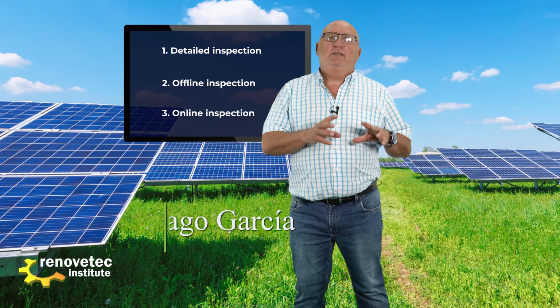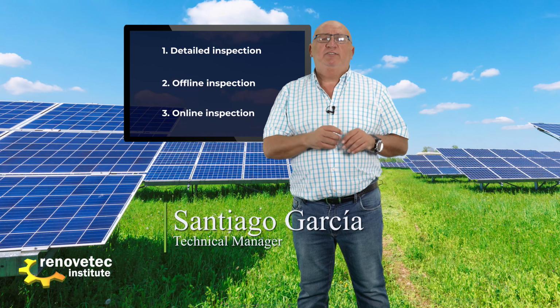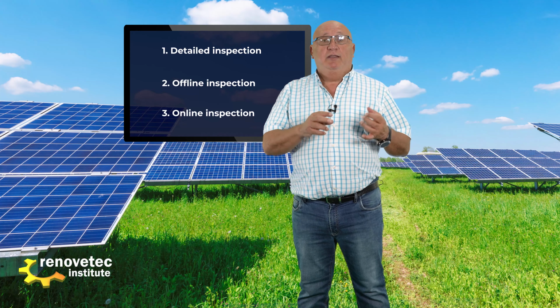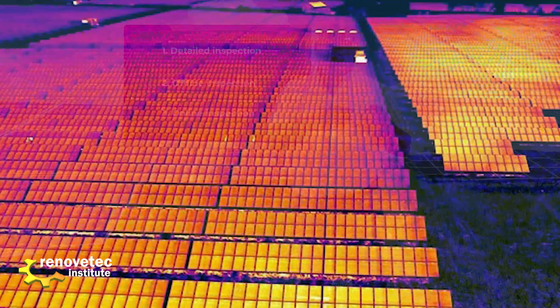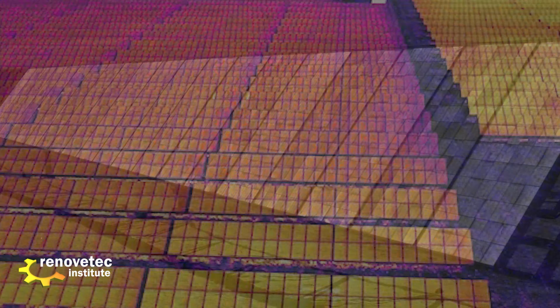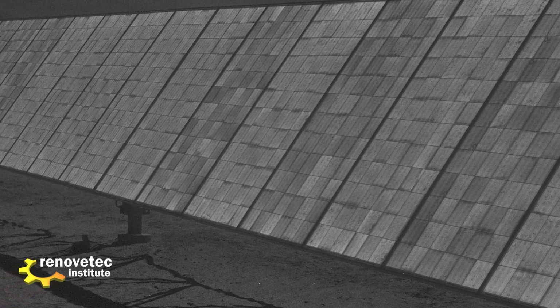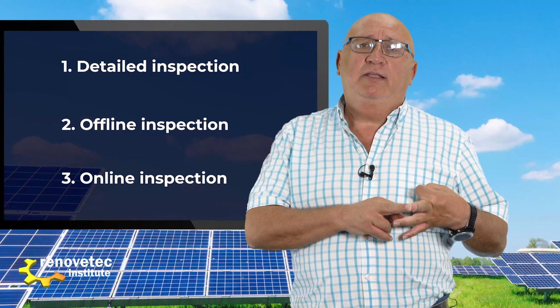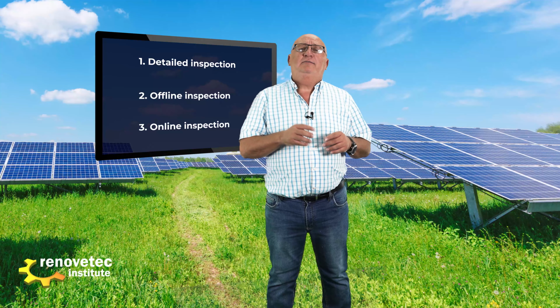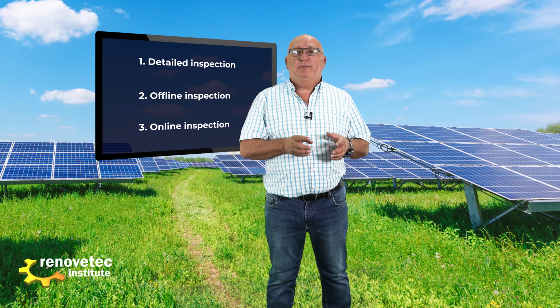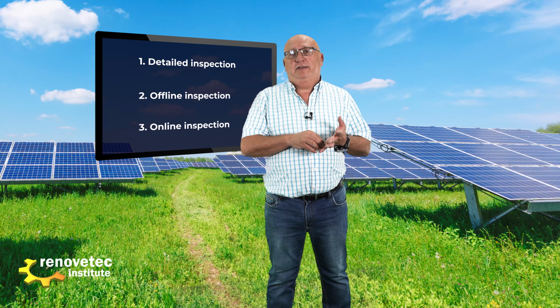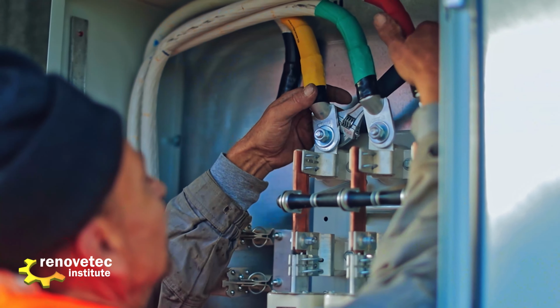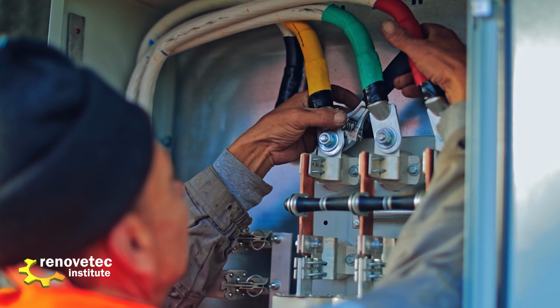The second activity is all the measurements that we take with special devices. The first is thermography, the second is electroluminescence, the third is the analysis of the IV curve, and the electrical measurements such as the ground resistance or the isolation test.